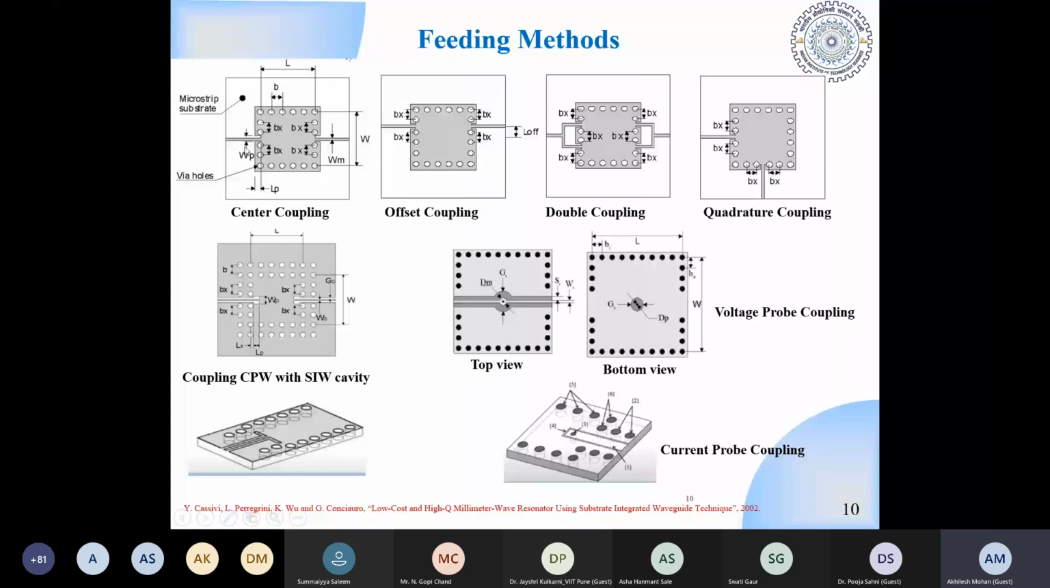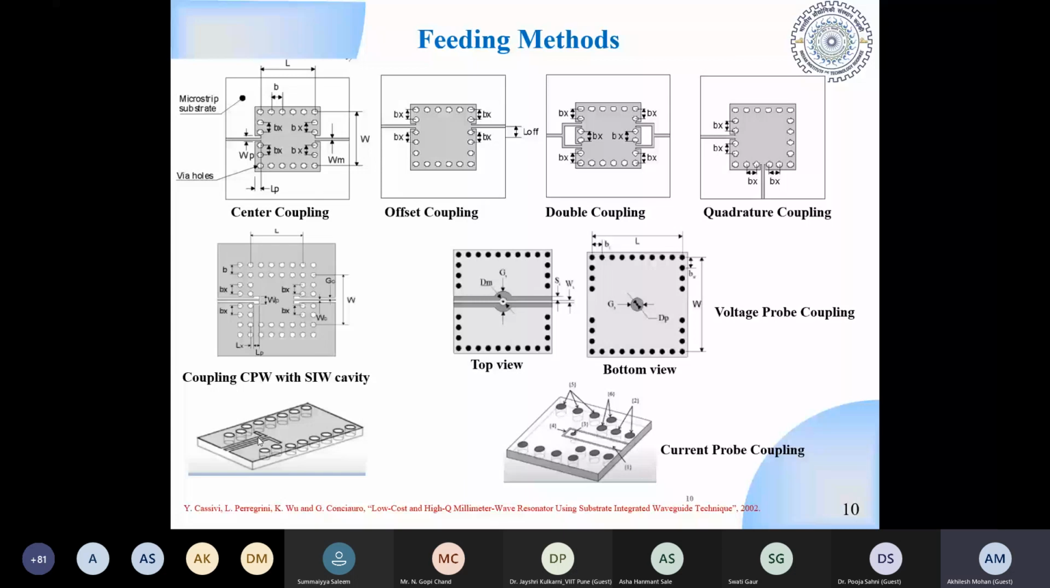Similarly, there are other types that we will discuss later on: offset coupling, double coupling, quadrature coupling, then CPW based coupling. I will not go into details. There are numerous techniques, but the basic thing is matching the input impedance to the coupling into this waveguide. Here, it is something like CPW coupling with the waveguide. The 50 ohm input should be matched to the input impedance of your SIW waveguide, so a transition should be there. Similarly, there is probe coupling. So different types of couplings are there.